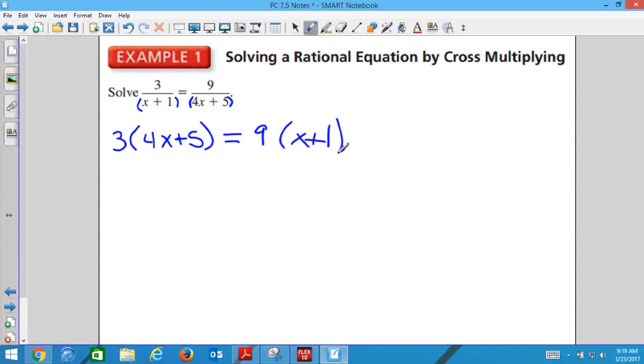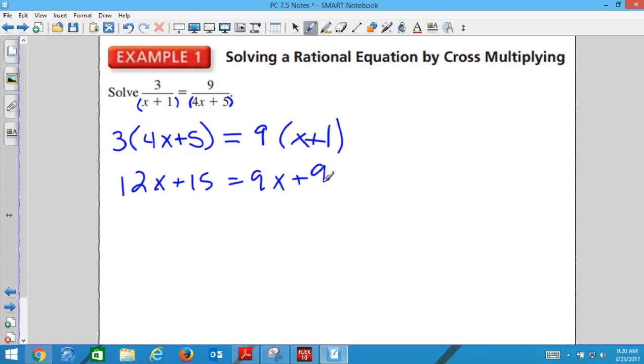So you're going to cross diagonally, cross that equal sign by multiplication. Then how are we going to solve this? Distribute. So we're going to have 12x plus 15 equals 9x plus 9. Couldn't you also just simplify that before? So you can divide everything by 3. You could.